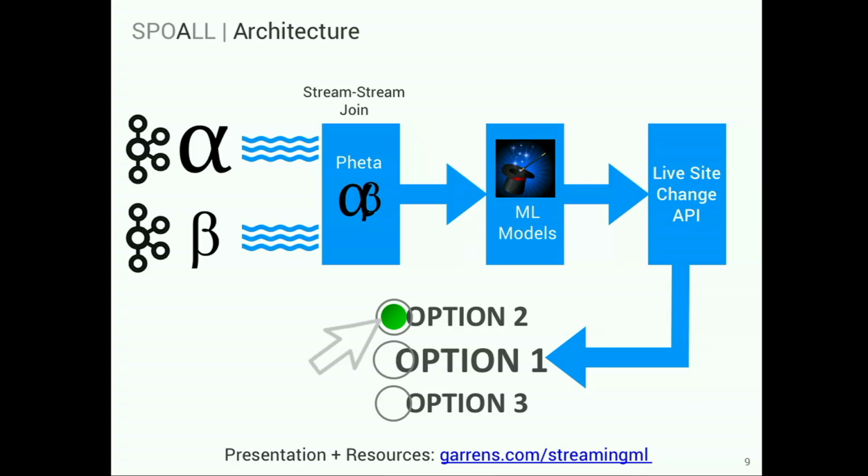It's just alpha and beta together. Then we're gonna throw that through some of our machine learning models, and pass those final results, those rules, if you will, off to the live site change API, which will then, as you can tell here, I don't think I have a laser, do I? Anyways, you can tell that option 2 is now on the top instead of on the bottom, or instead of in the middle.